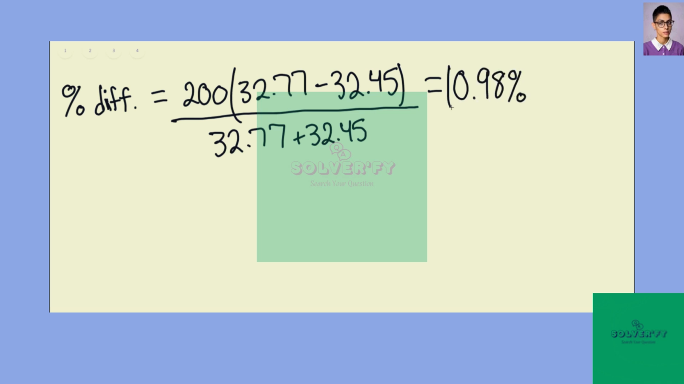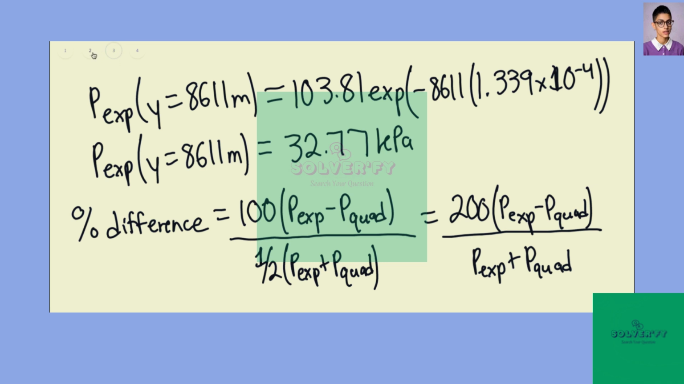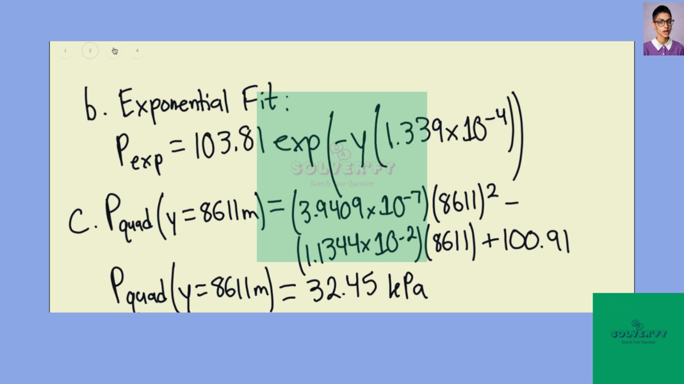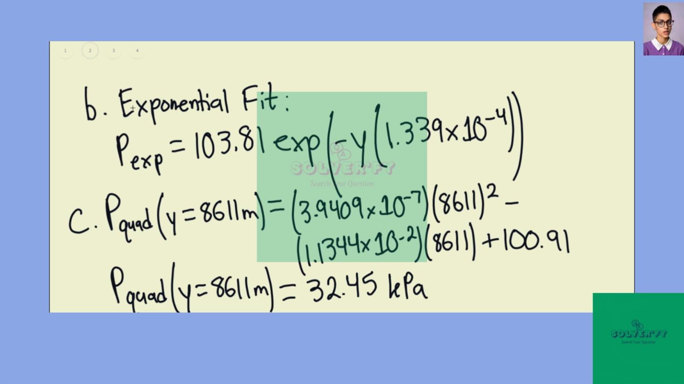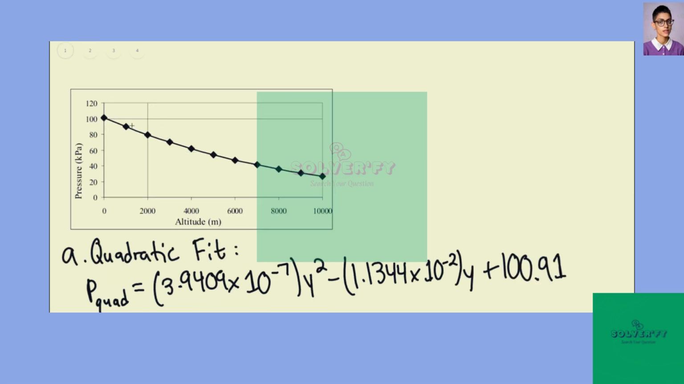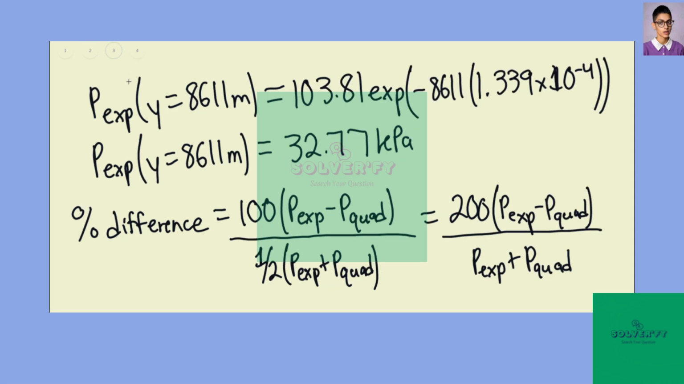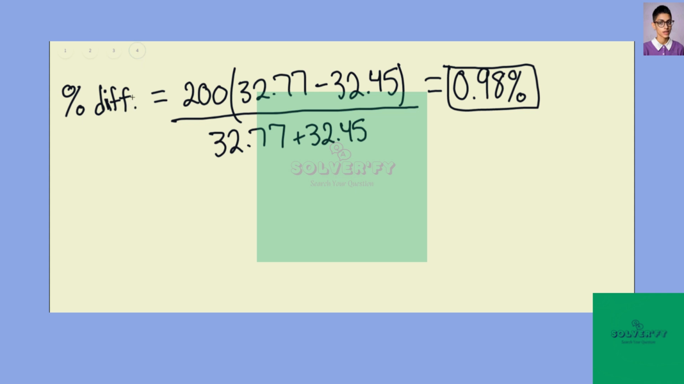0.98%. So both lines are very accurate. There's only barely a 1%, rather just under a 1% difference between the two lines, and that makes sense. We don't know what the true pressure is, so we don't know which fit is best for this graph here. However, the quadratic fit and the exponential fit do both give accurate values relative to one another. So again, that percent difference for part C is 0.98%.